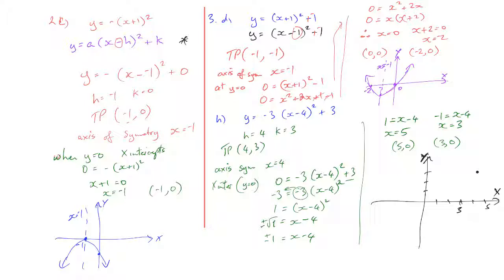We didn't need to worry about the y-intercept. It didn't ask us. I will pick a different color just because I can. I'll use yellow. And so I have my quadratic sketched for question 3H. Okay, ladies and gentlemen, enjoy.